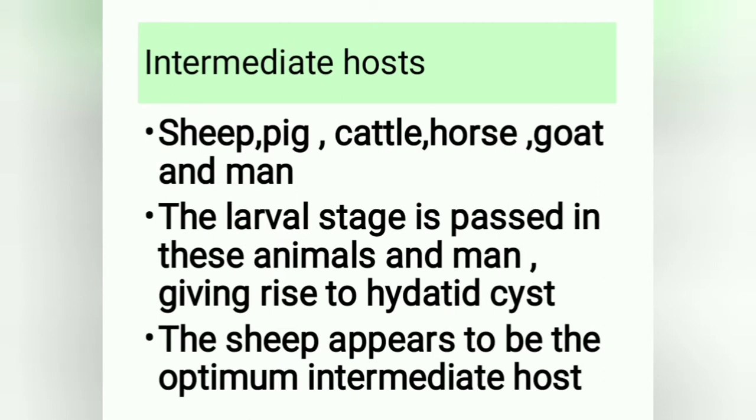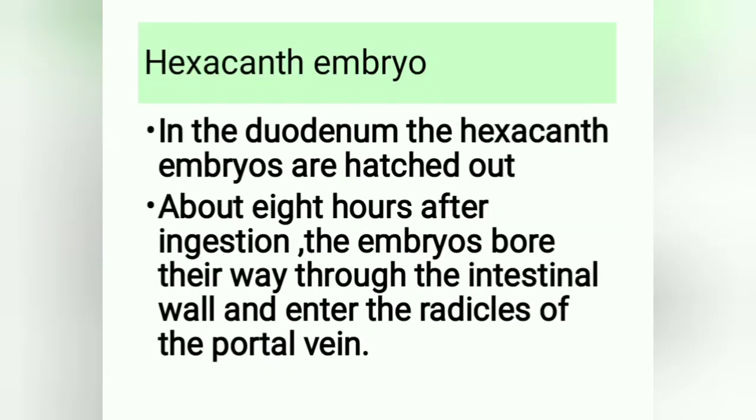Intermediate host: sheep, pig, cattle, horse, goat, and man. The larval stage is passed in these animals and man, giving rise to hydatid cyst. The sheep appears to be the optimum intermediate host. The eggs are discharged with feces of the definitive host, that is dog and allied animals. These are swallowed by the intermediate host, sheep and other domesticated animals while grazing in the field, and also by man, particularly children, due to intimate handling of infected dogs.